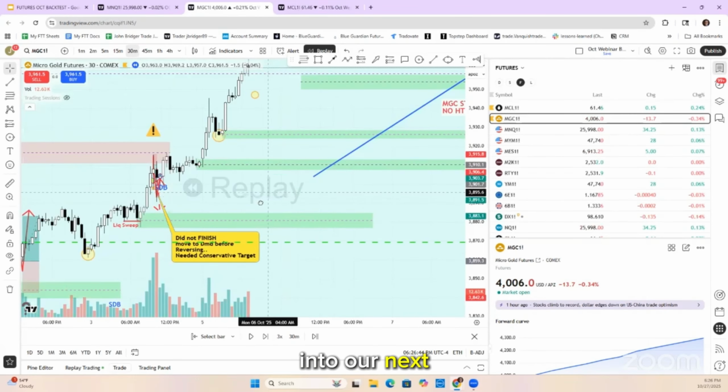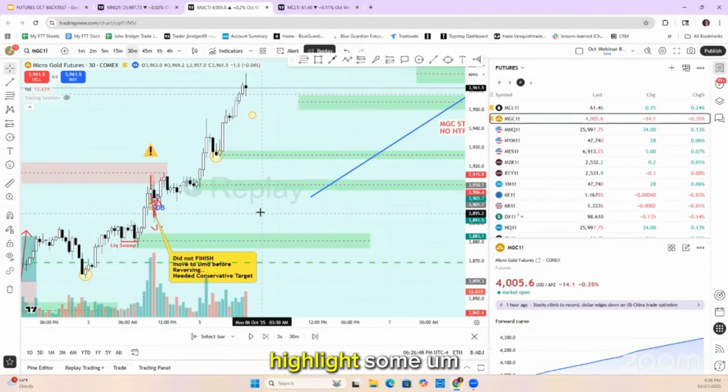I'm going to go into our next trade type. So I'm going to highlight some market structure trades as well as balance theory trades that seem to be definitely more the winning trades. So let's go into that.